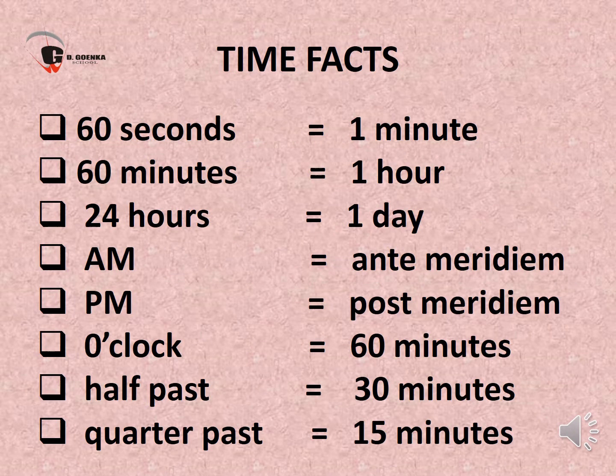So students, now I will explain you some time facts. Listen very carefully. 60 seconds make 1 minute. 60 minutes make 1 hour. 24 hours make 1 day. Full form of AM is ante-meridiem. The full form of PM is post-meridiem. O'clock means 60 minutes. Half past means 30 minutes. And quarter past means 15 minutes.